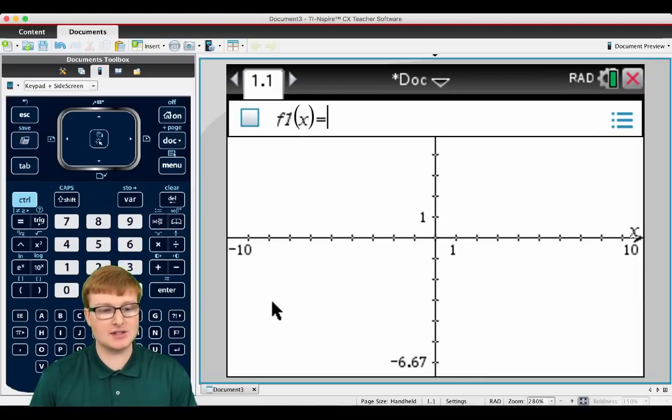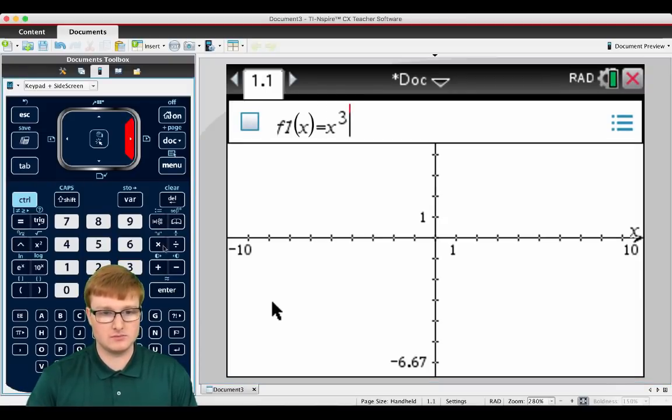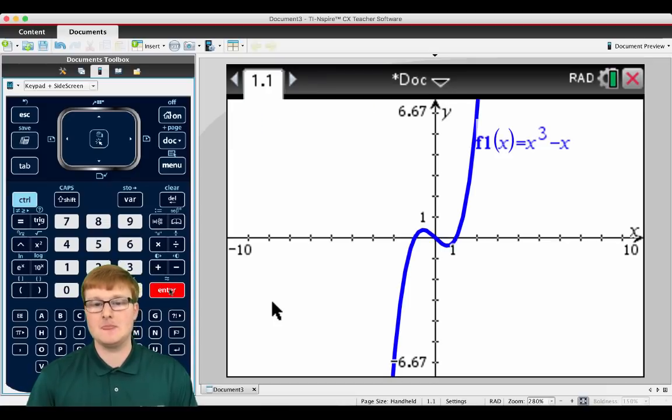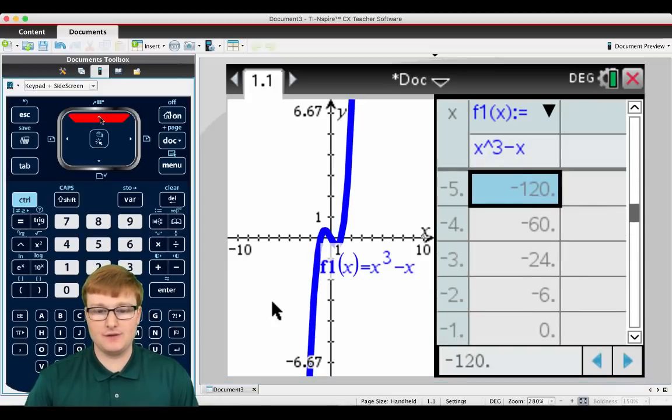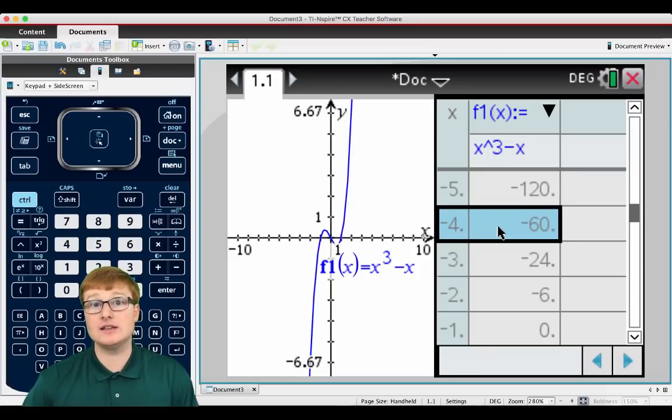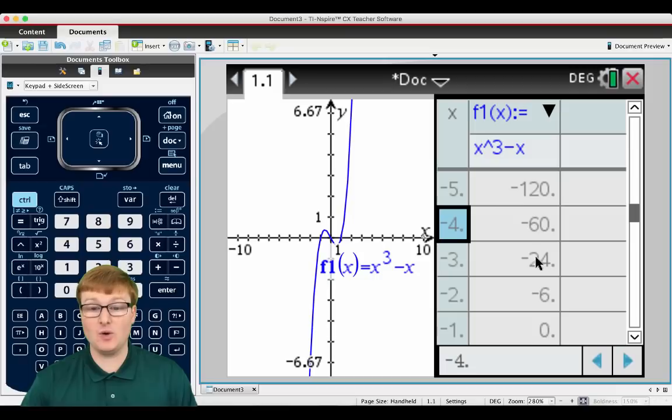And I'm going to type in x to the third minus x. Okay, we have this cubic function. So Control T for table of values. And I'm going to go down to the -4, -3, -2, -1. So -4 is the x value and -60 is the y value. So these are your x values and these are your y values. So we have -4, -60, -3, -24, -2, -6, and -1, 0.